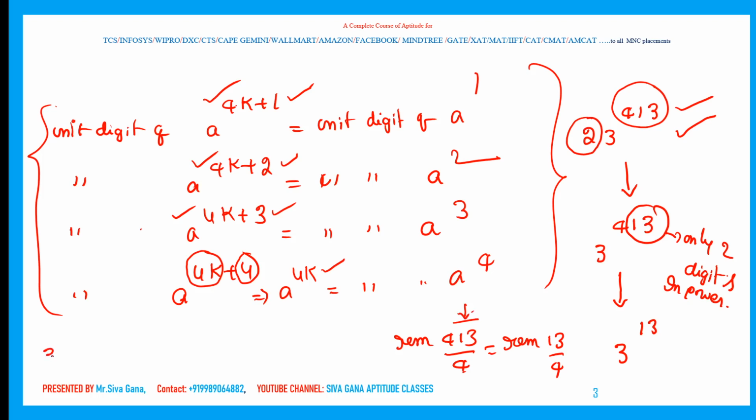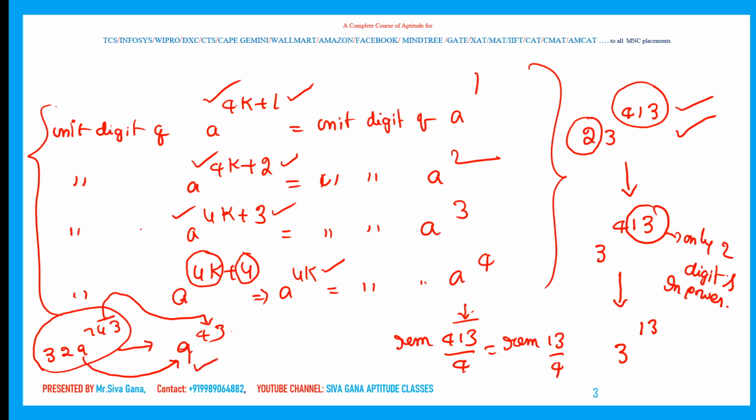Now the overall conclusion with this example. For example, 329 power 743. This is the question given. Its unit digit is the same as 9 power 43. Whatever number is given, in the base just consider only the unit digit. In the power, consider only the last two digits. That is enough. Why we consider only one digit in the base, and why only the last two digits in the power, that explanation is over.